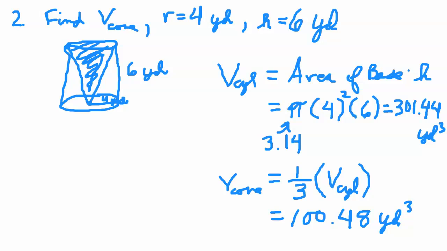Now, one note on the units here: if you're looking at just a straight length, like the height, which is 6 yards, it's just yards to the first. If you're looking at area, like the area of the base, that circle, it's going to be units of square yards. When you're talking volume, it's 3-dimensional, so it's yards to the third power. So make sure you know the difference on those units.